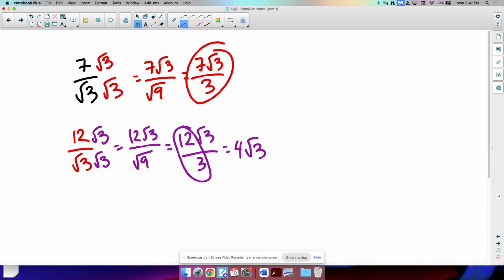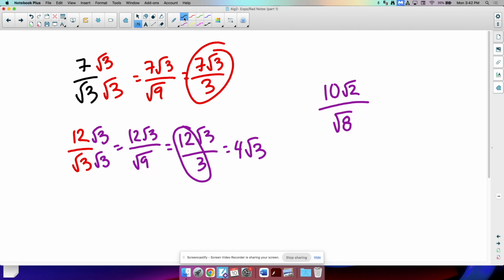That 3 is stuck inside the radical, so it can't reduce with other things. So when you guys are going through, you still need to check for fractions, you still need to check for all that good stuff. If I had like 10 root 2 over the square root of 8. Okay, so 8 is not a perfect square.